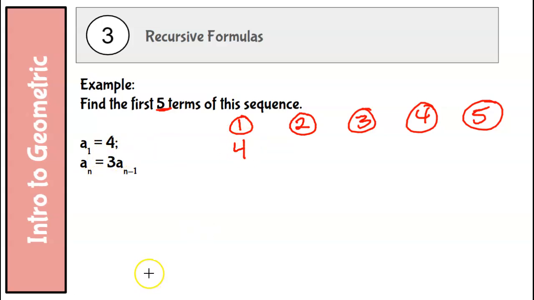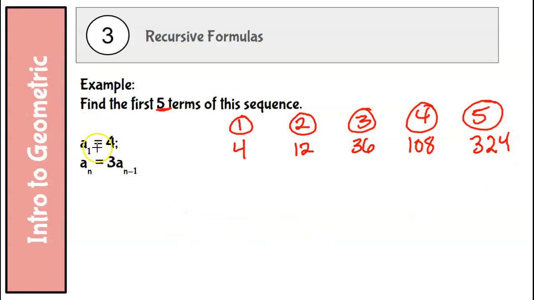Yay, we're doing good so far. For the second one, we're going to take the previous term and multiply times 3. So that's our common ratio. So we're going to take our previous term, which is 4, times 3 is 12. And then we're going to take 12 times 3 is 36, and 36 times 3 is 108, and then 108 times 3 is 324.